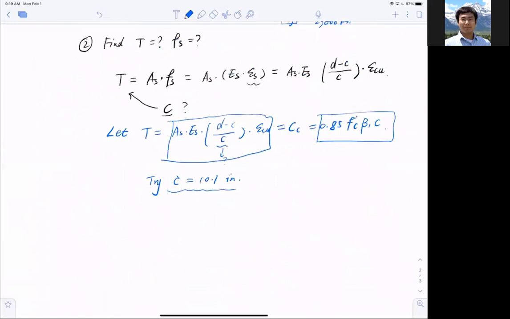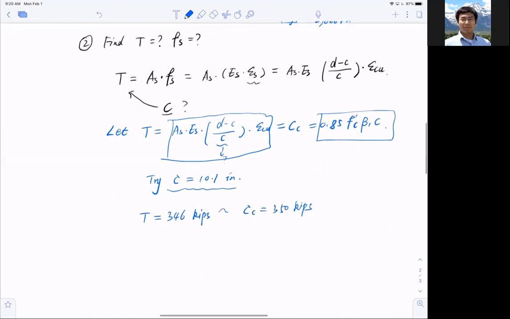So when I try c equal to 10.1 inches, it happens that my tension equals 346 kips, and my compression equals 350 kips. Because both sides have c in them, I can substitute the value in, and this is almost equal to compression. Hence, it is balanced. Compression equals tension, balanced.